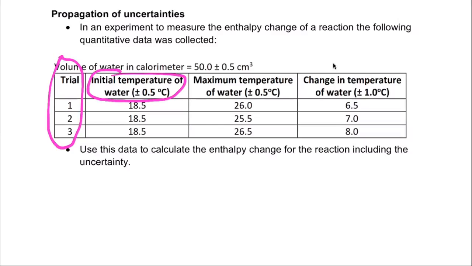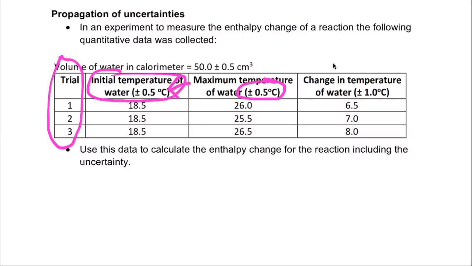Okay. So here's the initial temperature of water. Notice they have the uncertainty and the units here with that label. Here is the maximum temperature of water, same thing. Here's the units and the uncertainty. But then here on the change, notice that the uncertainty changed.